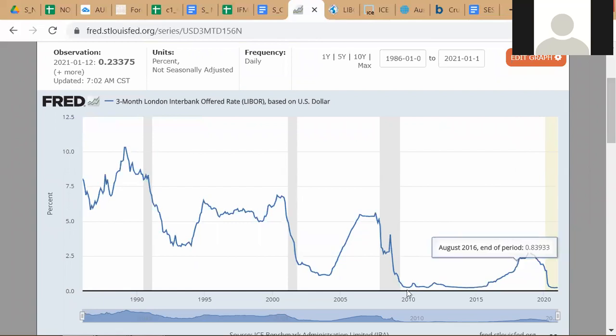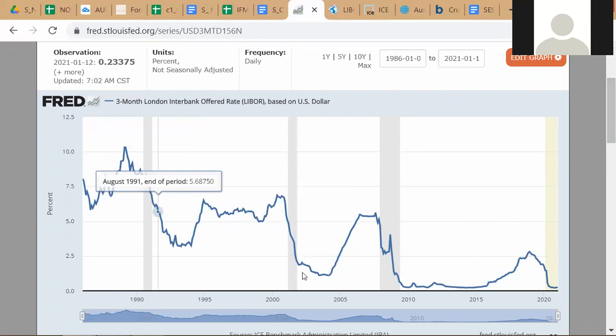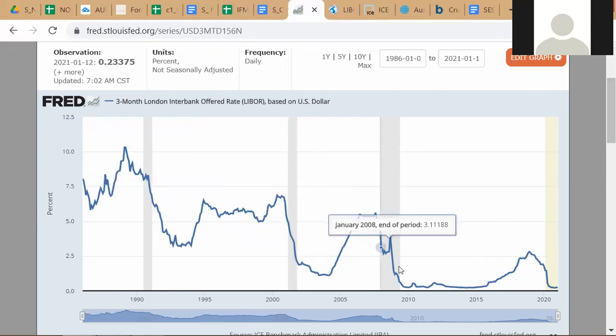Okay. This is basically after the global financial crisis. The central banks aggressively cut rates. These gray zones are recessions. This is the global financial crisis and the accompanying recession. Then they cut rates drastically.